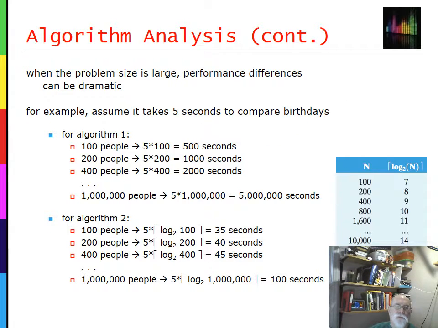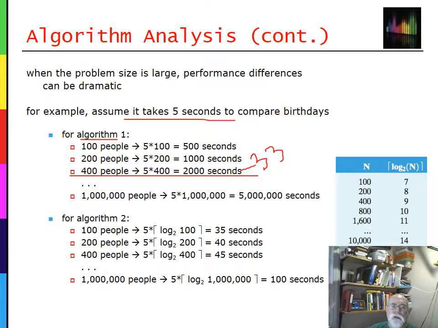Now it's very interesting when you get here, and we're going to compare. Let's say it takes 5 seconds. Assume 5 seconds to compare birthdays. Again, we make an assumption, but if you had 400 people using algorithm 1, it will take 2,000 seconds. That is over 33 minutes to do that. It's about 16 minutes to do it with 200 people.